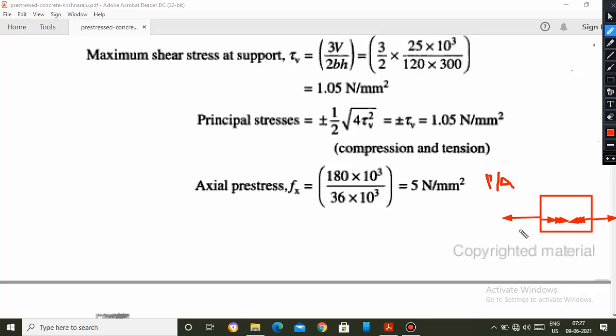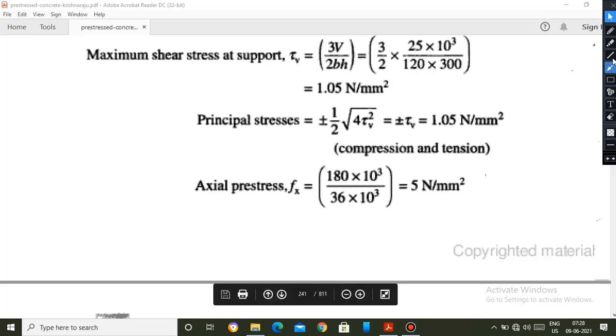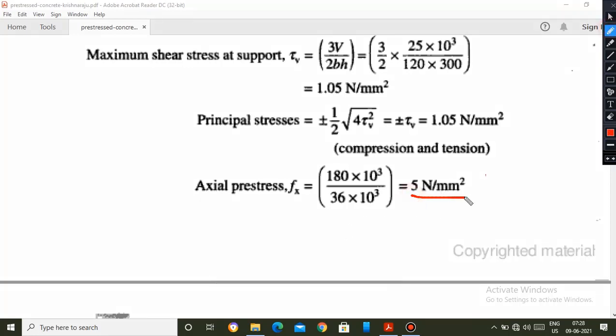That means P is the pre-stressing force given to this pre-stressed concrete member, and A is the area of the cross section of this pre-stressed concrete block. That is nothing but P by A. P is 180 kilonewton, that means 180 into 10 to the power of 3 divided by the area of the cross section, 120 into 300. By calculating this value we get the axial pre-stress equal to 5 Newton per mm square, in the axial direction.